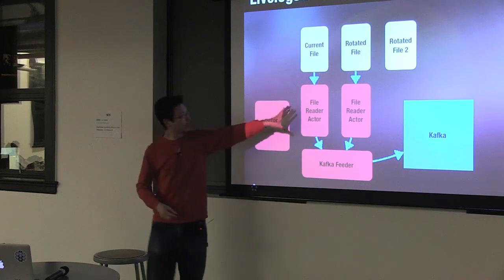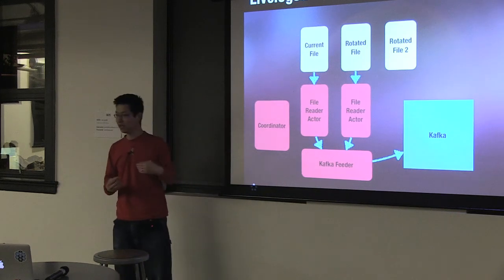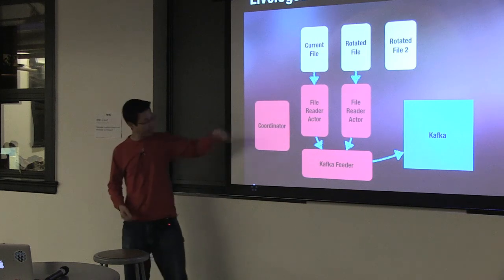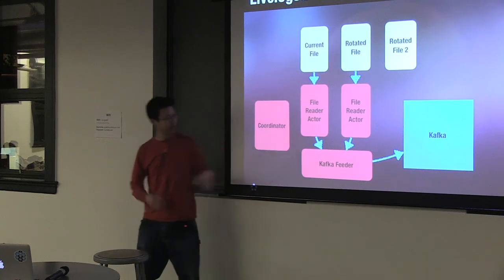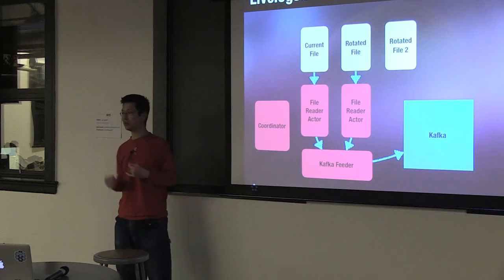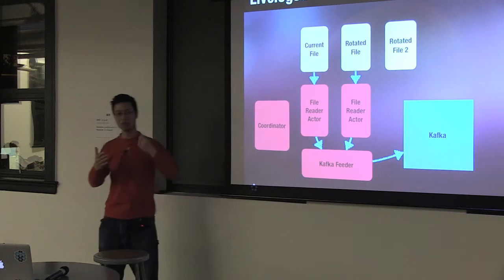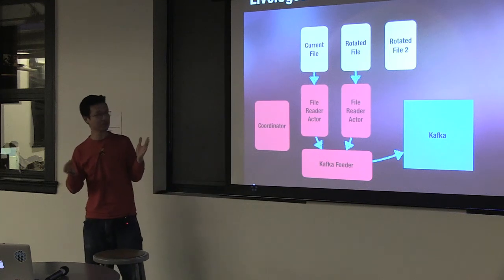So one actor is reading log lines from a file. It processes them a little bit. Then it passes them on to another actor, which forwards them to Kafka. So it's a pretty good use case for Akka because it's completely event-driven.